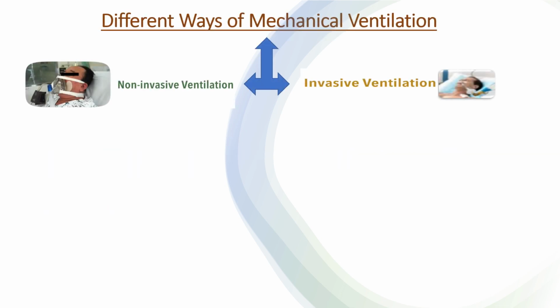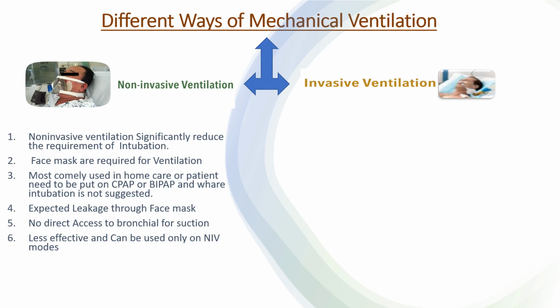There are two ways of ventilation: non-invasive and invasive ventilation. Non-invasive ventilation significantly reduces the requirement of intubation. Face masks are required for ventilation. Most commonly used in home care or when the patient needs to be put on CPAP or BiPAP and where intubation is not suggested. Expected leakage through the face mask. No direct access to bronchial for suction. Less effective and can be used only on NIV modes.